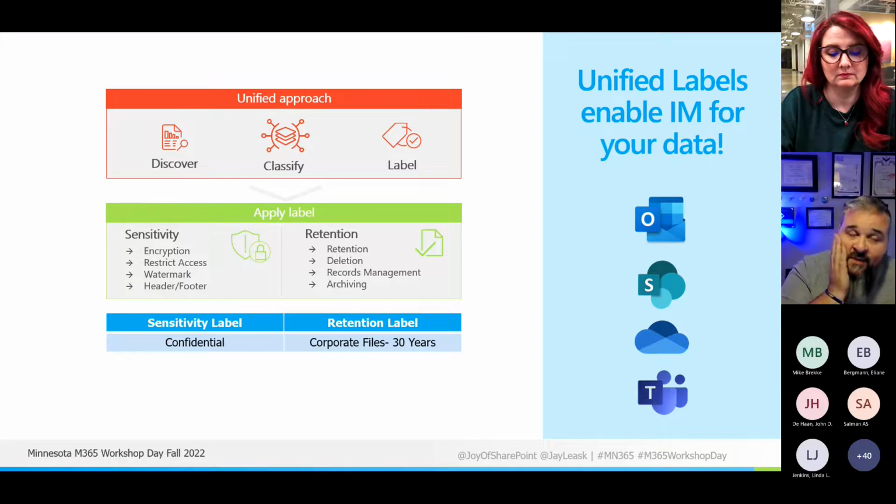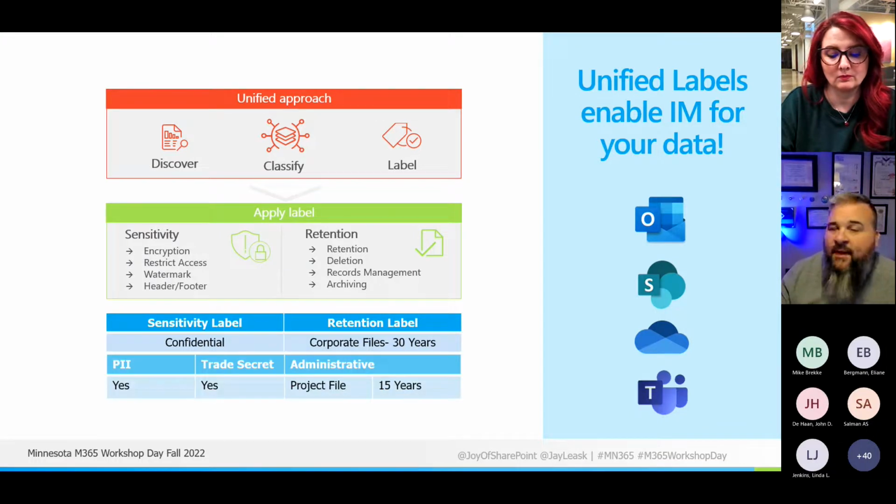Now, one thing you need to think about is, is that enough data for the outcome that I have? So in a records management approach, often it's not enough to simply know that something is a corporate file. You need to know what type of file it is, because a corporate file might have a 30-year policy, or if it's project based, it might be a 15-year policy. So you need to know what other metadata you need in order to determine what to do with it.